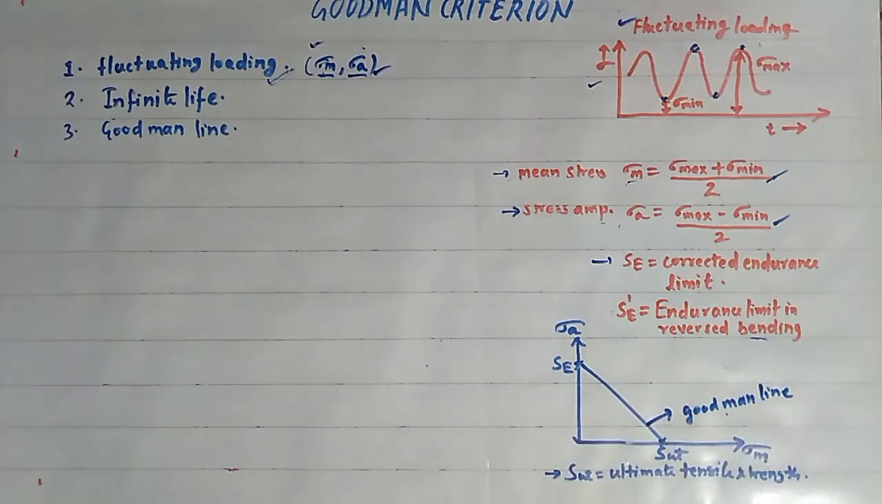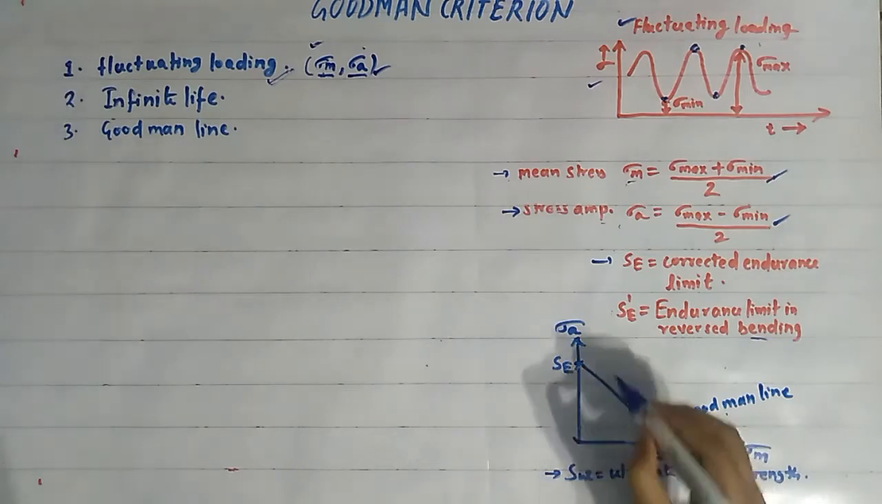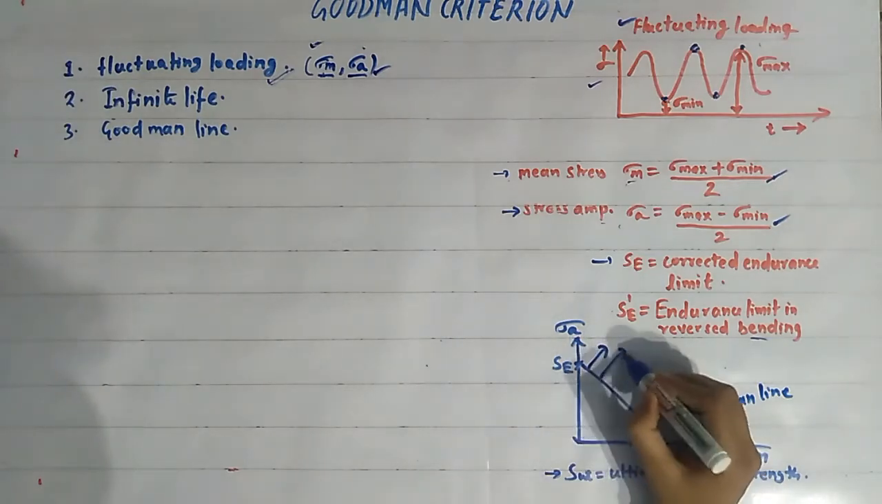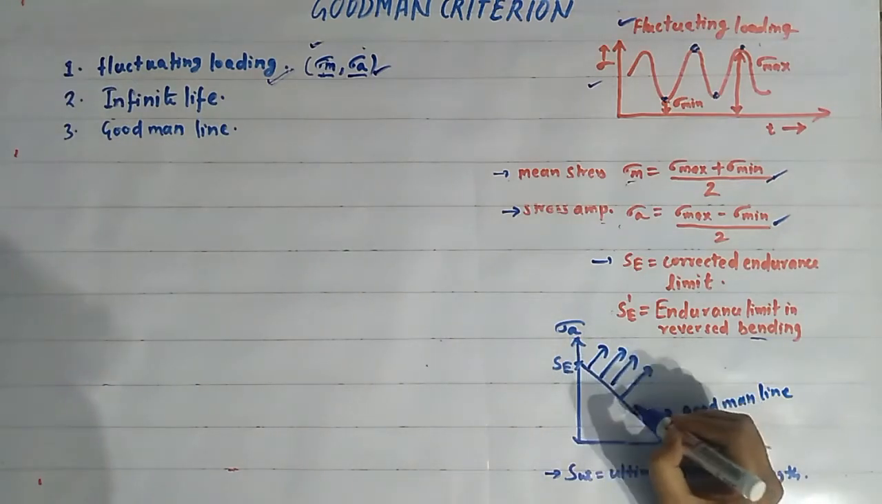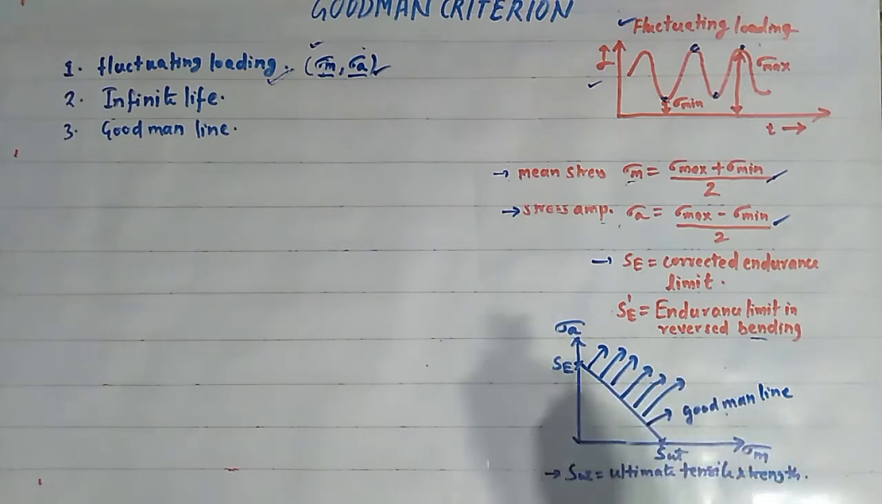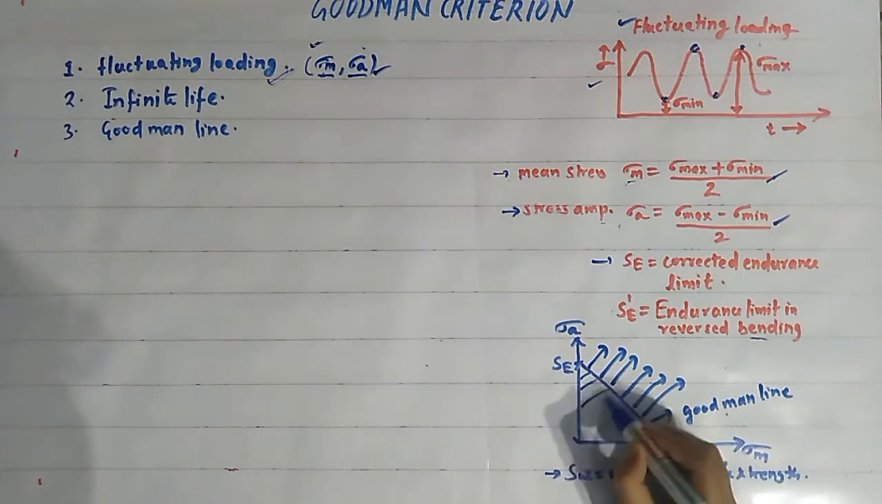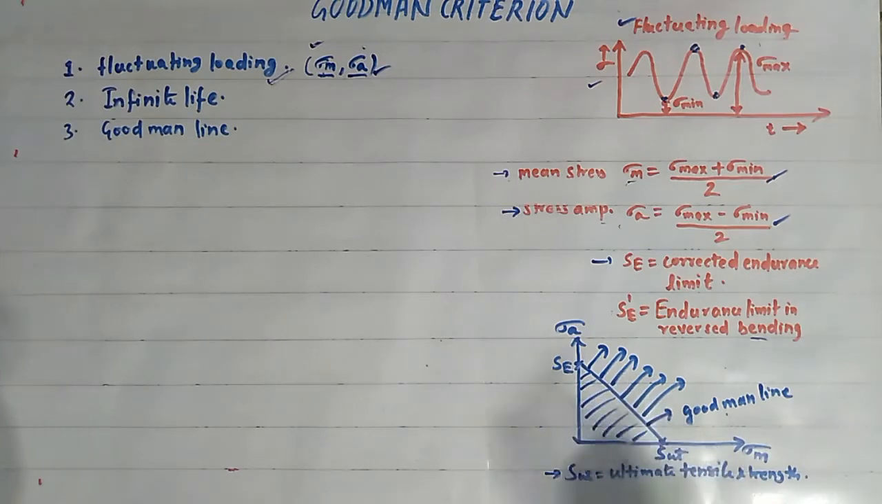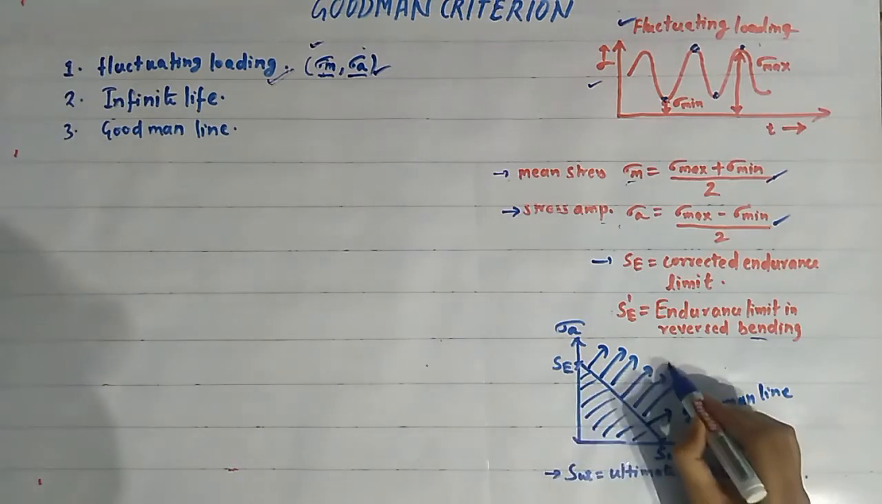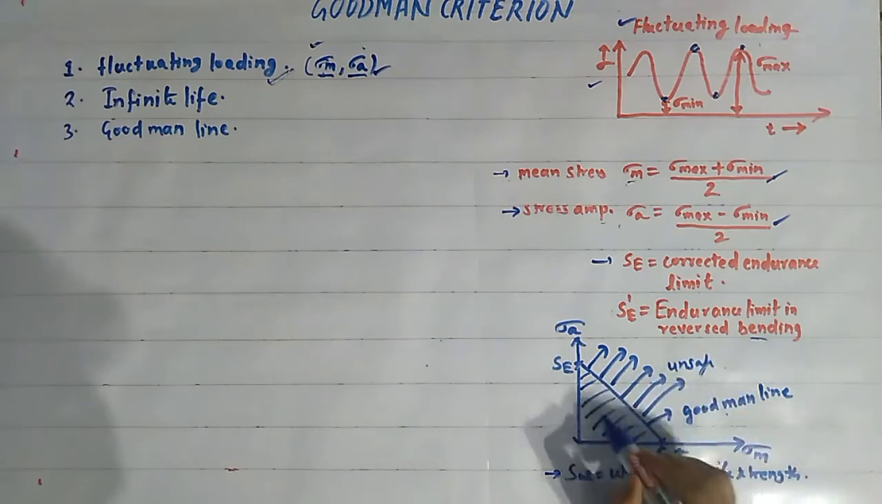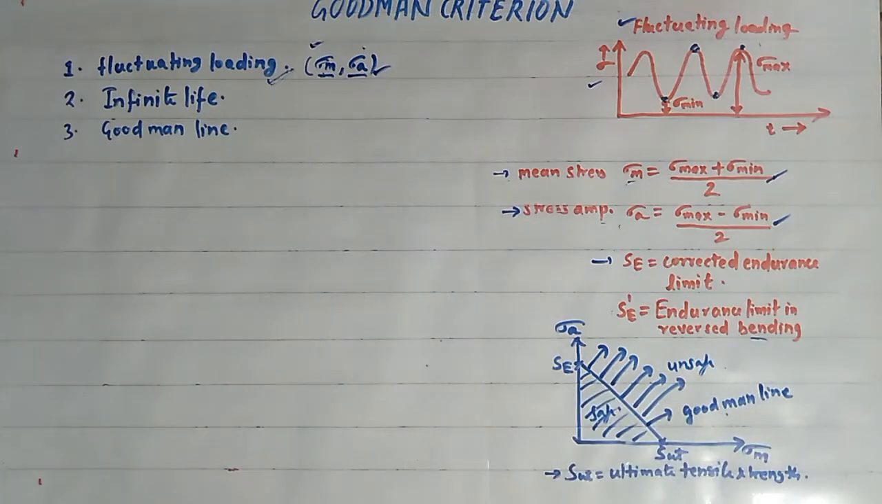Now friends, this line is used for designing the component. All the points having coordinates sigma m and sigma a which lie outside this line are unsafe for design, and all the points which lie inside this line, that is in this triangle, are safe for design purposes. This is the unsafe region and this is the safe region. Okay, so this is the thing that we have to keep in mind. Now we will derive the equation for this Goodman line.